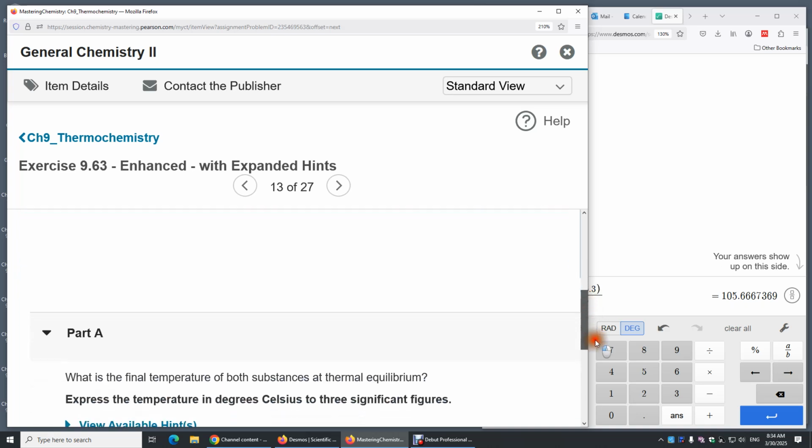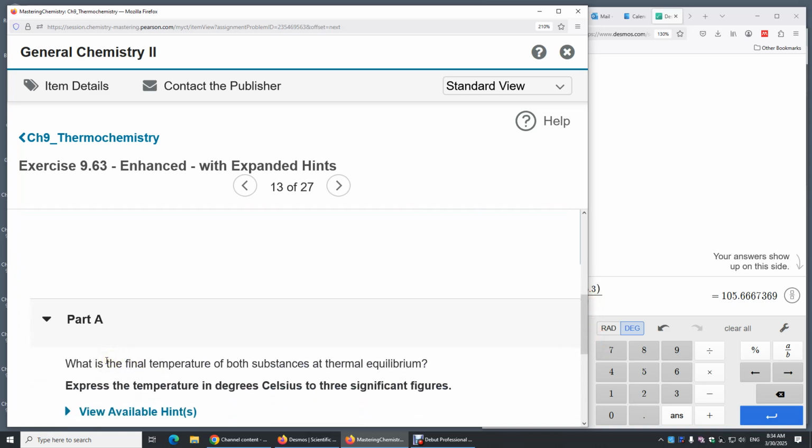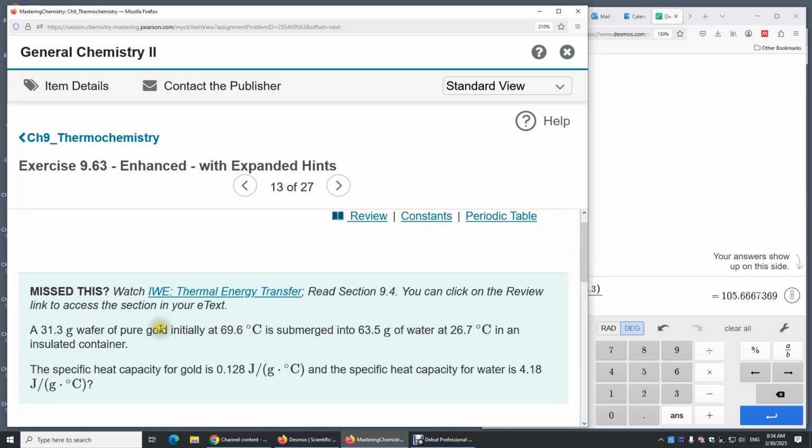What's the question? The final temperature of both substances at thermal equilibrium. That means they reach the same temperature after some heat flows from, in this case, gold to water, because initially gold has a higher temperature than water. And you can see the final temperature should be greater than 26.7 but lower than 69.6.